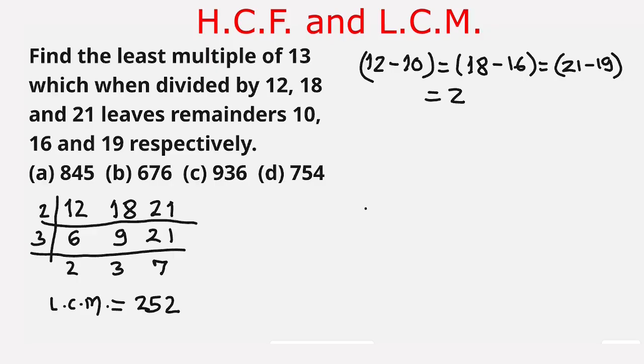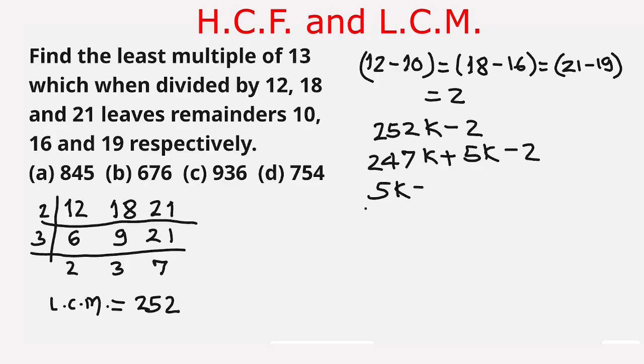And our number must be a multiple of 13. It means that the number we assume, 252k minus 2, is a multiple of 13. The multiple of 13 close to 252 is 247. So we write 252k as 247k plus 5k minus 2. And this number must be divisible by 13. 247k is divisible by 13. Now we have to find the value of k for which 5k minus 2 is divisible by 13.